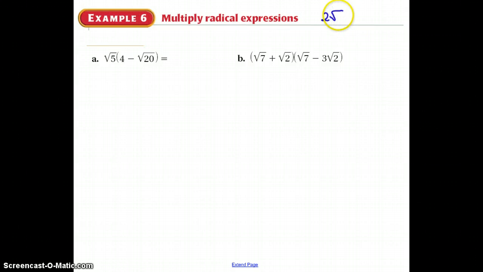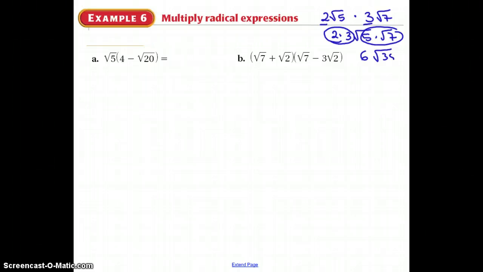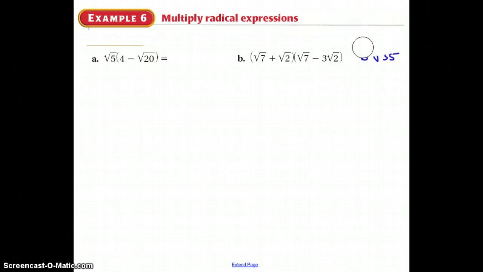So for example, if you have 2 square root of 5 times 3 square root of 7, the 2 and the 3 are on the outside, so they're going to stay on the outside. So we have 2 times 3. And then we have the 2 radicals, radical 5 and radical 7. We multiply the outside numbers to get a 6, and we multiply the radicals together to get a square root of 35. So you have to be very careful when you're working with multiplication to make sure you keep track of what's outside and what's on the inside.